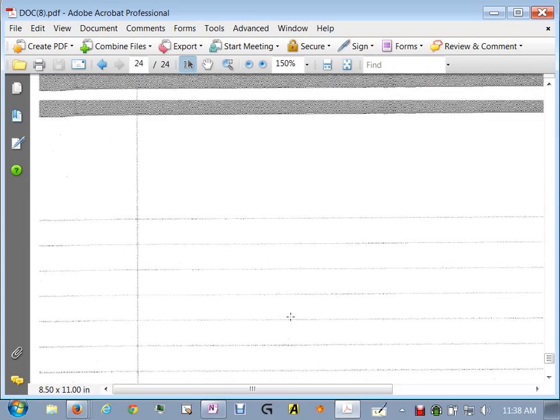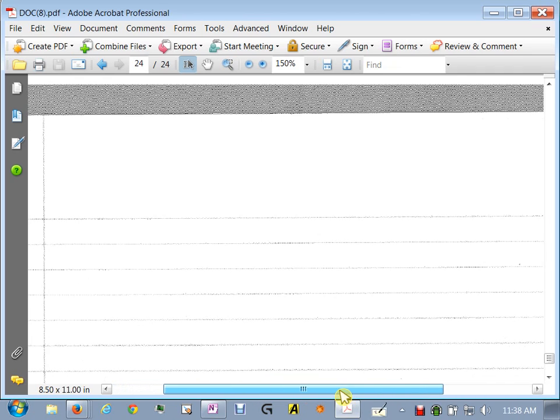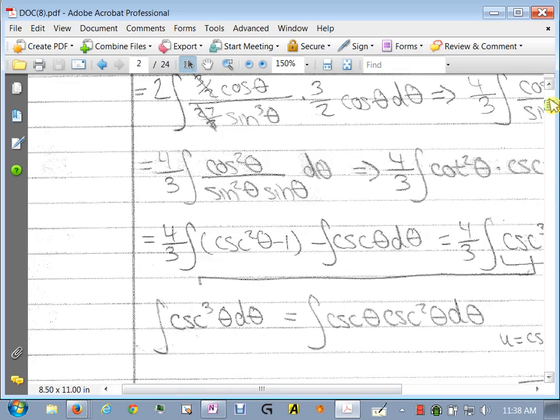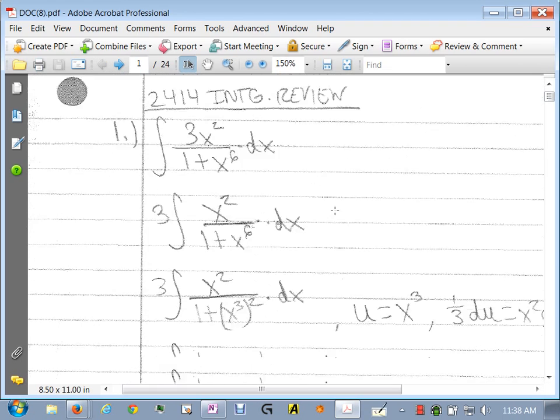Yeah, that's kind of, I get a lot of students that do that. They see 1 over anything, and it's automatically natural log, but it's got to be linear down there. Yeah. Okay.